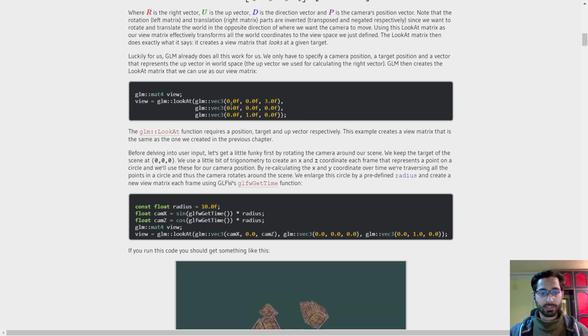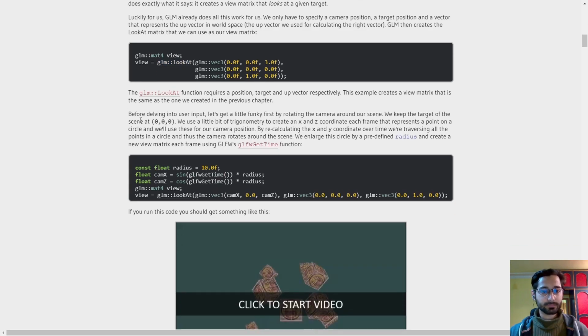The target position is going to be the world origin, which we decided. And the up vector is just going to be 0, 1, 0 because that is the global up vector. This example creates a view matrix that is the same as the one we created in the previous chapter. But this time we're actually creating it through the GLM lookAt function.